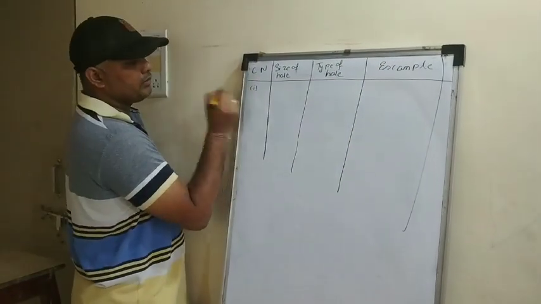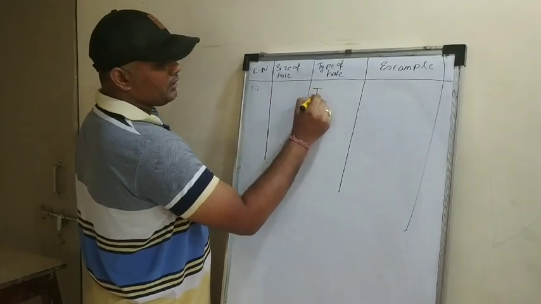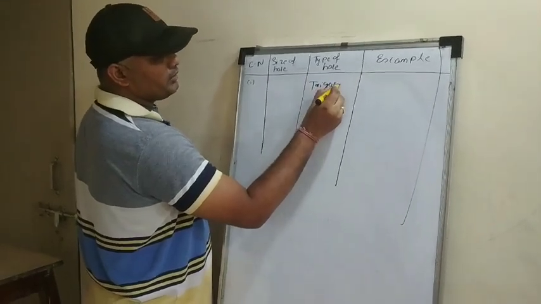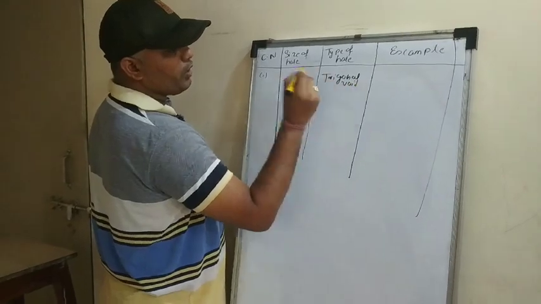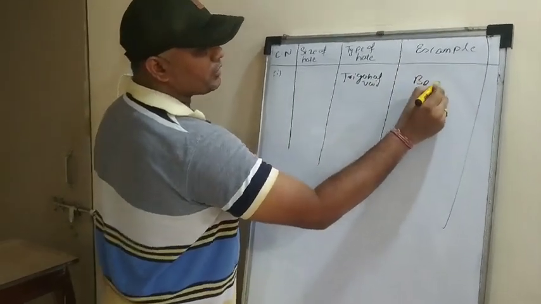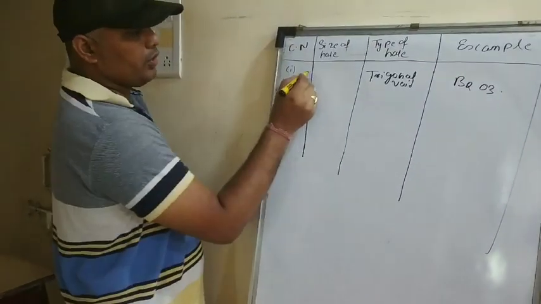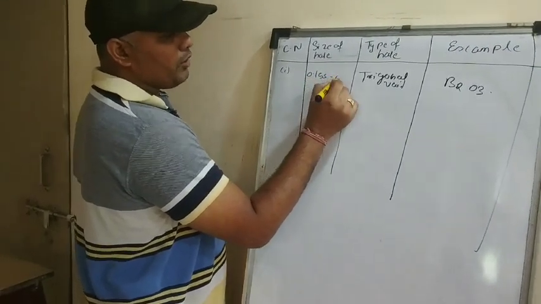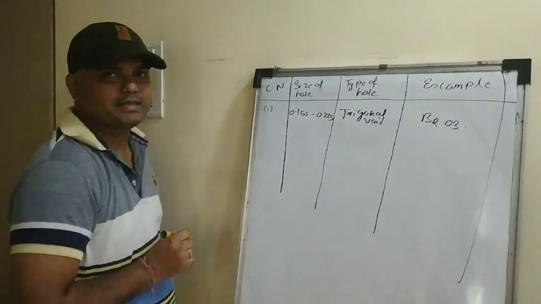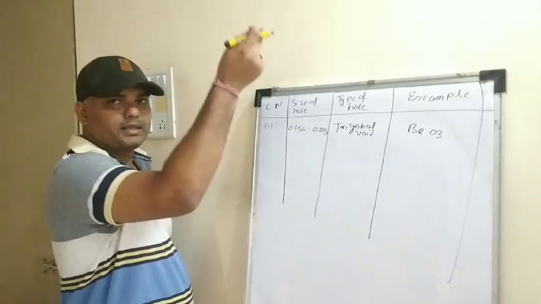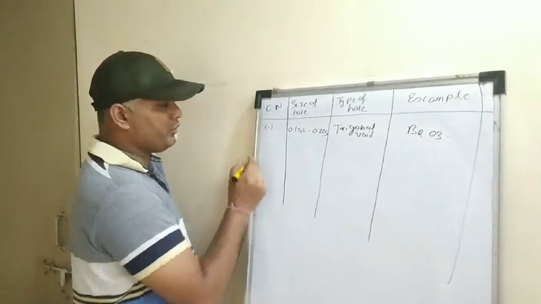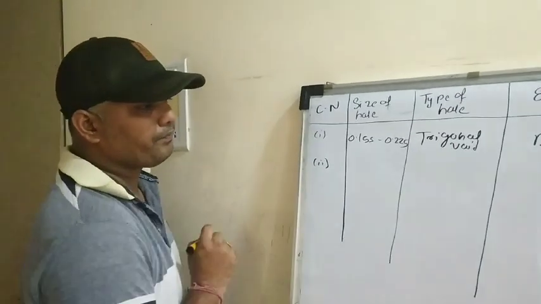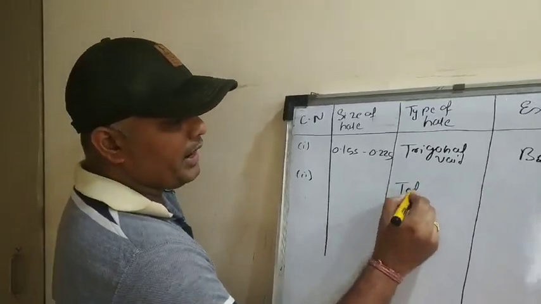Number 1, trigonal void. For trigonal void, the example is B2O3. The size of the hole ranges from 0.155 to 0.225. So this is the size of the hole. Remember, these are the standard sizes that I am giving to you. Then number 2 will be tetrahedral void.